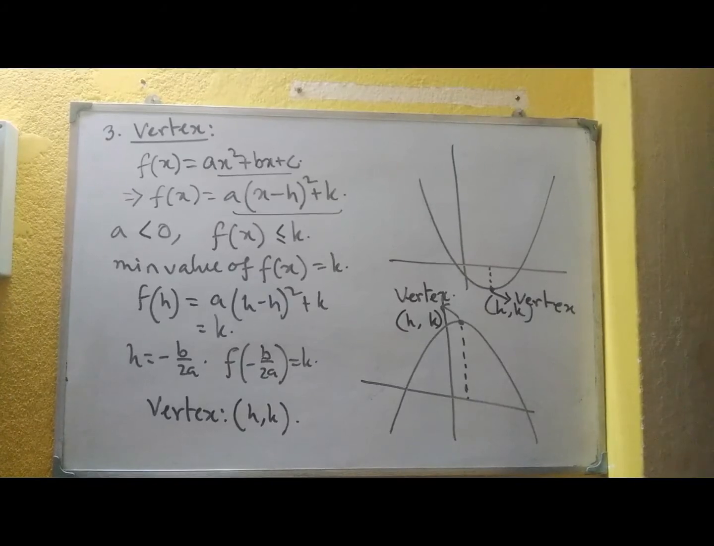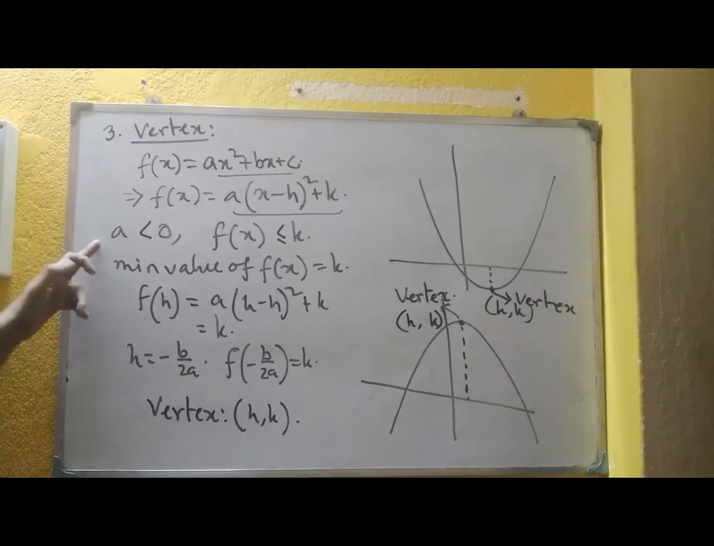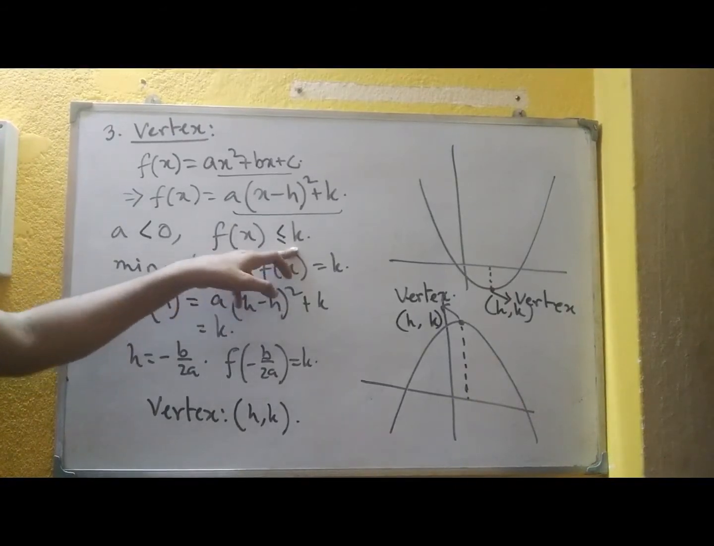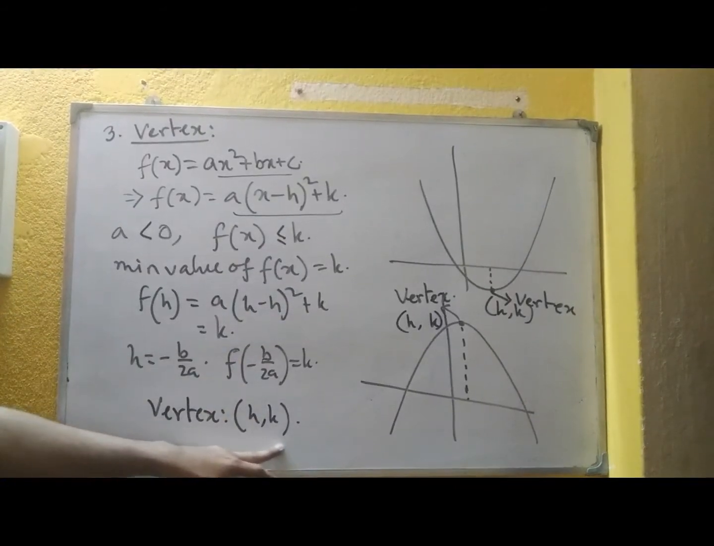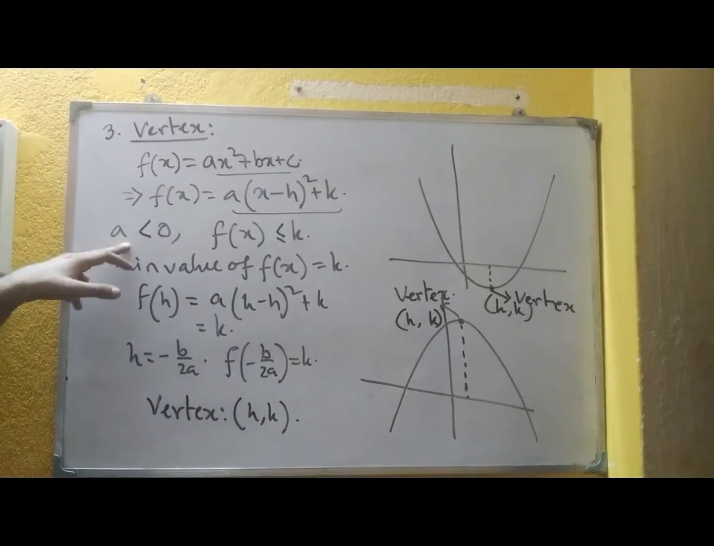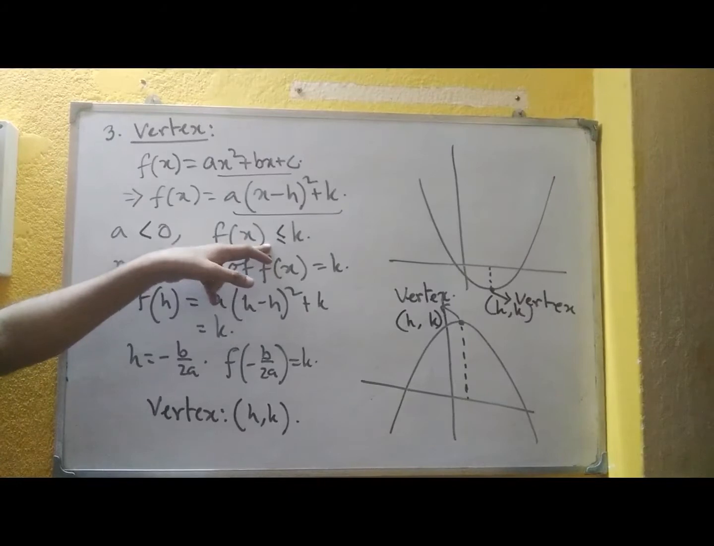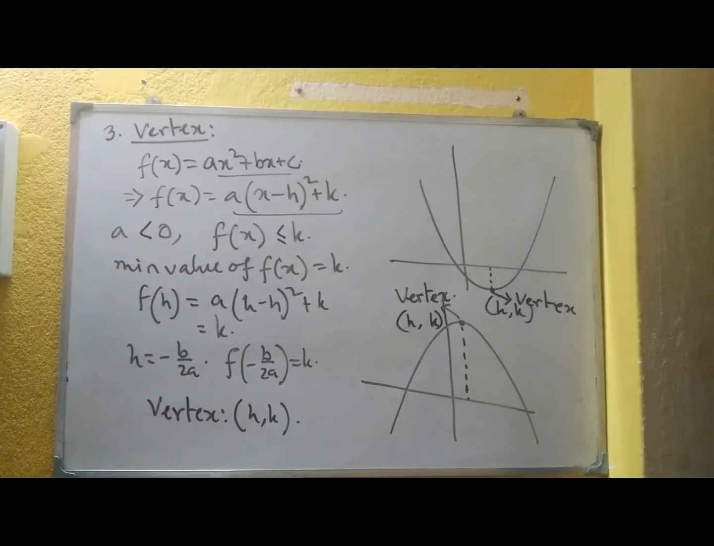So from that, first thing we will see, if a is less than 0, it is having a maximum value. The maximum value is k, and the vertex will be (h, k). And if a is greater than 0, then the minimum value is k, and the vertex will be (h, k).